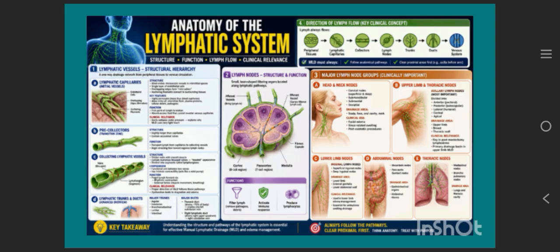So next we will discuss the direction of lymph flow, a key clinical concept. Lymph always flows from peripheral tissues to capillaries to collectors to lymph nodes to trunks to ducts to venous system, okay? This is a flow chart for the direction of lymph flow.